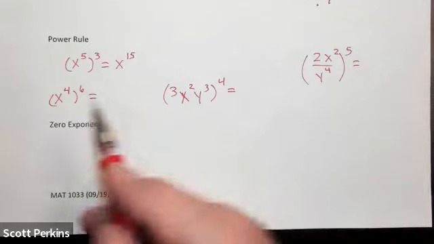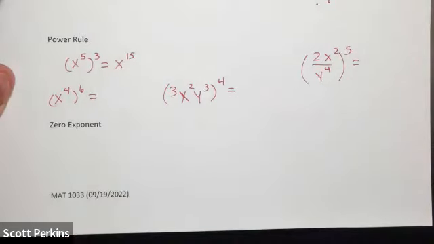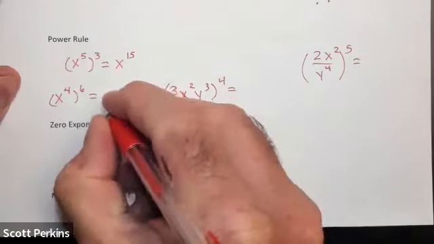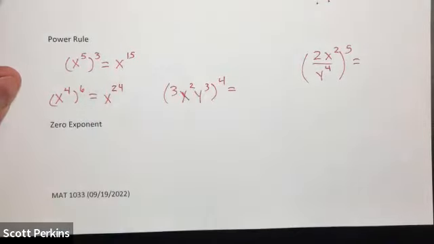So the first one says x to the fourth. We're raising that to the sixth power. So what's my result there? Yep, x to the 24th. Great job. Now this next one, please make sure you're paying attention. This is the most commonly made mistake on this next test coming up, and I want you to avoid it.